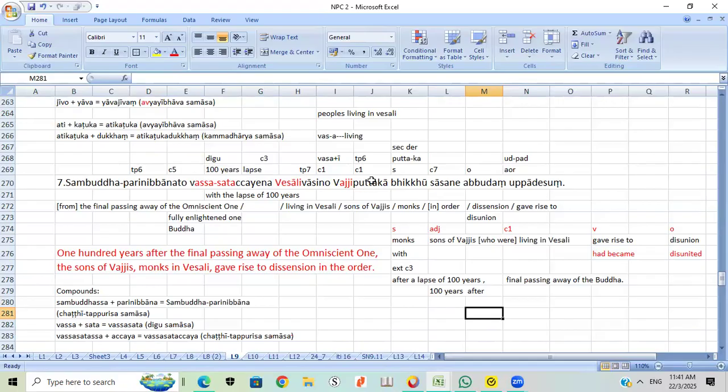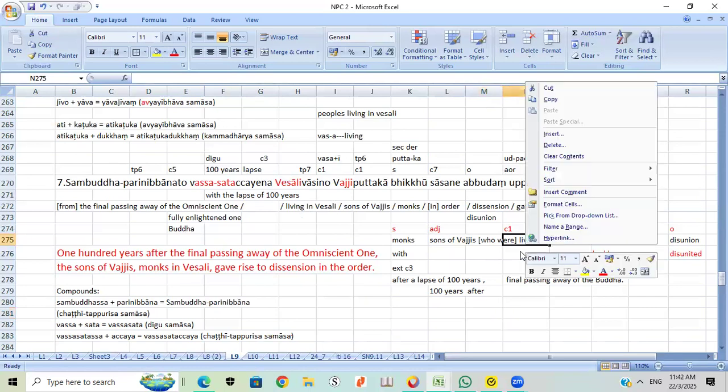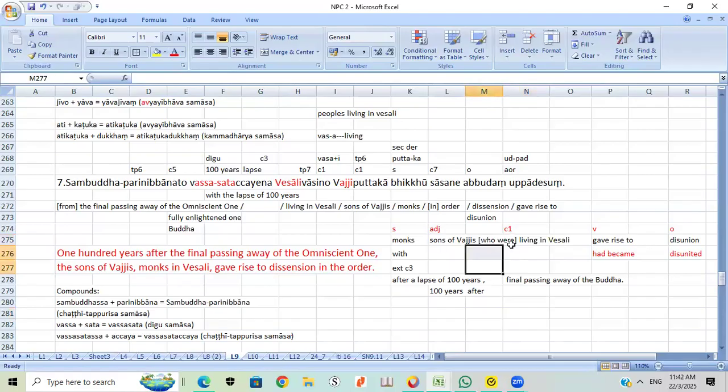Sons, here, sons of Waji. And this is also an adjective to this. So when this is an adjective to this, what do we do? Since this is past tense, I say "who were", because it's living in Vesali. This is the one I added, "who were", because the adjective is "who were living in Vesali". Sometimes we have to use "which" for things. For a person, we use "who". So it's quite clear.